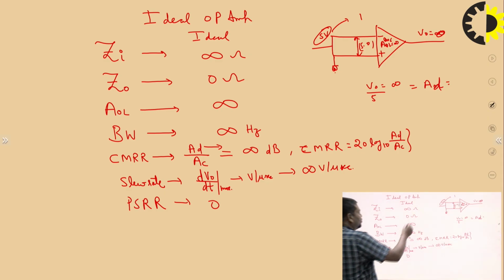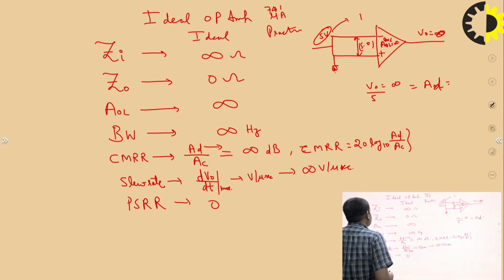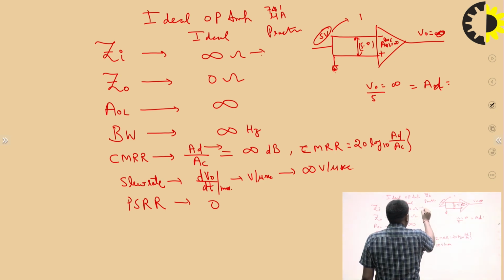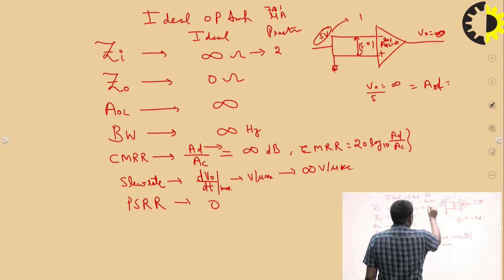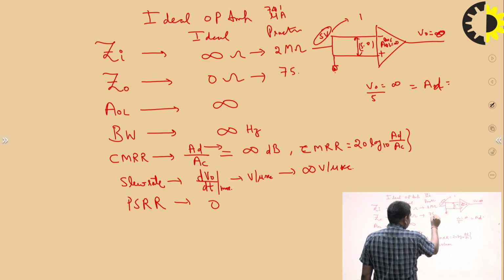And the practical op-amp characteristic, what is the meaning of practical value or nominal practical value for IC741 microA, which is given by Fairchild. So what is the Zi for the practical value? It is 1 to 2 mega ohm. And what is the value of output impedance? Output impedance is in the range of 75 ohm.